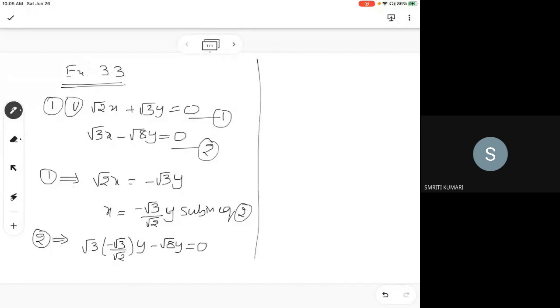Is it clear? Yes, sir. So now what to do here? We are going to get minus 3 by root 2 y minus root 8y is equal to 0. From this y can be taken common: minus 3 by root 2, because root 3 and root 3 multiplied give 3, and minus root 8, into y is equal to 0.